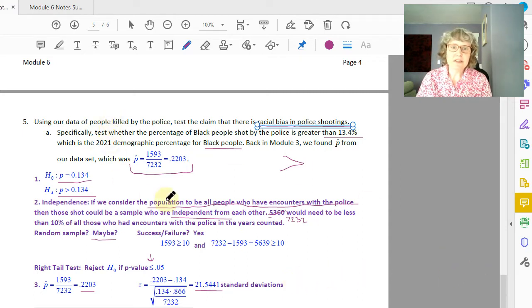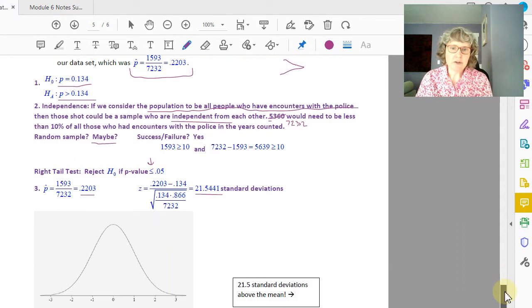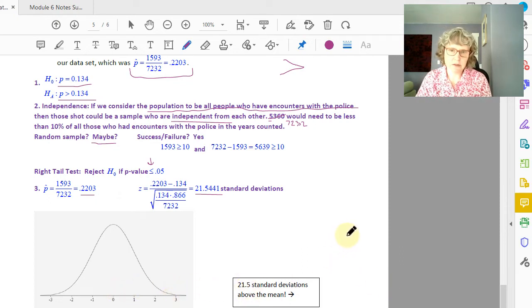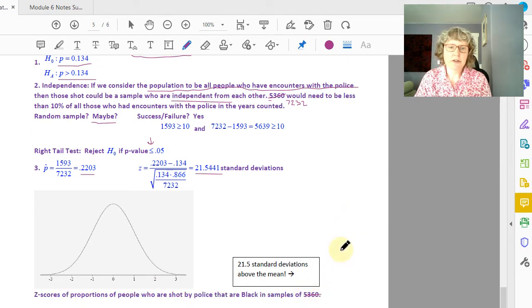So even if, let's say, our conditions aren't quite met, it seems pretty clear that the percentage is larger than the population percentage. So I made a graph, but of course you can't even see any area because 21.5 standard deviations above the mean is way over across the room. It's really far. This is only 3. So 7 times this amount, 0 to 3. It's way over to the right. Okay. I see I forgot to change my sample size here again.